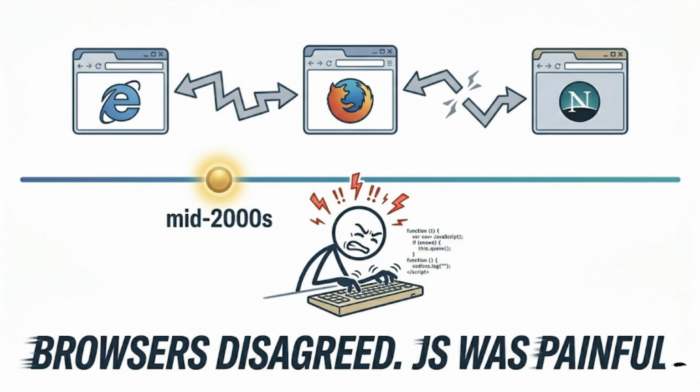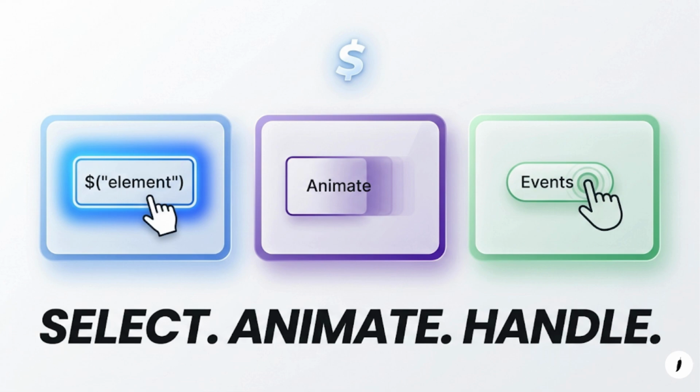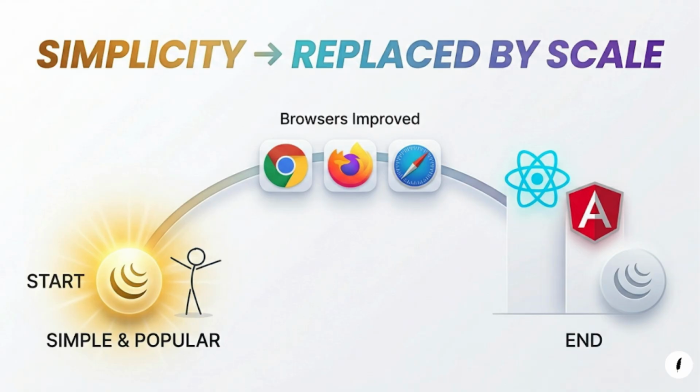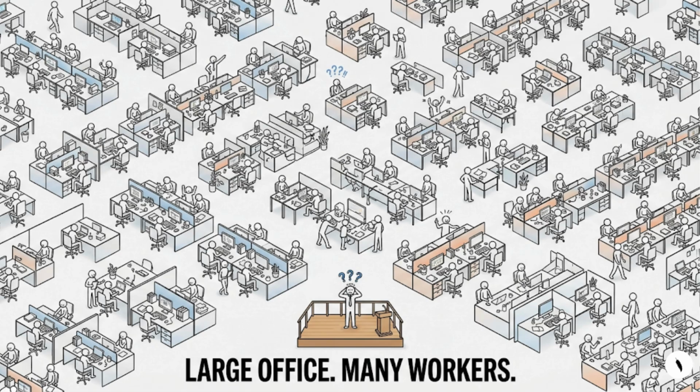jQuery became popular in the mid-2000s when browsers behaved differently and writing JavaScript was painful. It gave developers a cleaner way to select elements, animate content, and handle events. Its famous style of write less, do more mattered because websites became easier to build. What made it different was simplicity, but over time, as browsers improved and larger apps became common, heavier frameworks started replacing it.